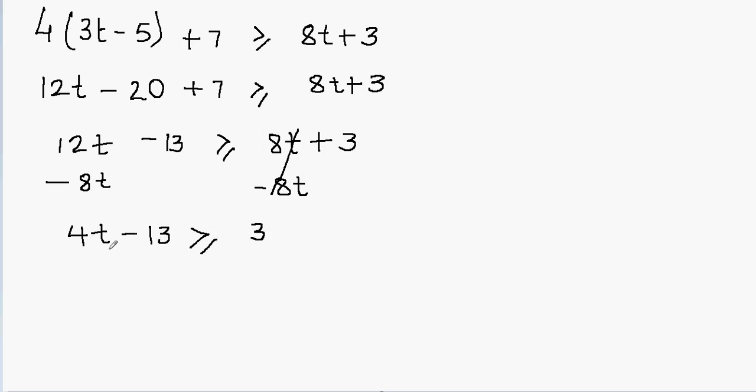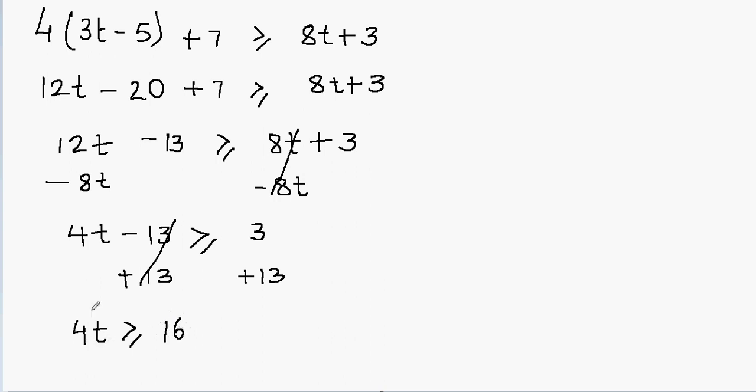Now, I want t by itself, so I will add 13 on both the sides. These two cancel out each other. Left hand side, I have 4t greater than or equal to 3 plus 13 will give me 16.